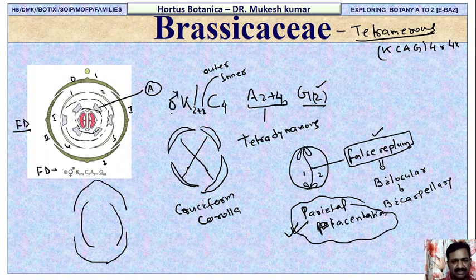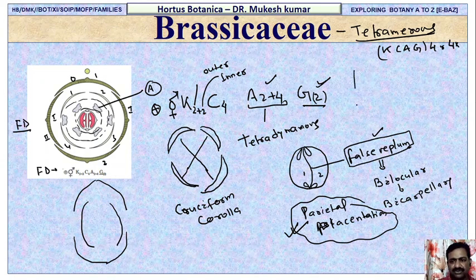Then what is there? Yes, this is bisexual. Of course, androecium and gynoecium are there, so they will be bisexual. And what happened? They are actinomorphic also, right? So this is the very common floral formula and description, which will come in your exam.